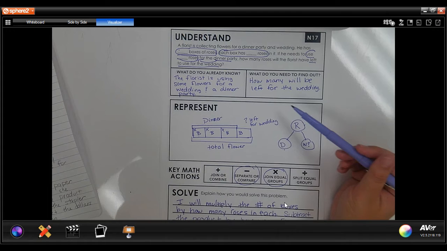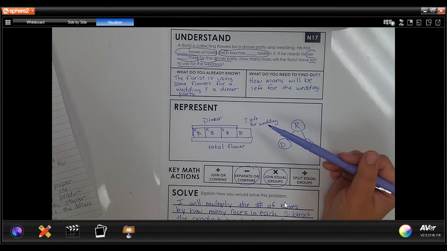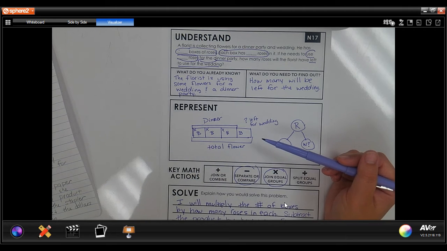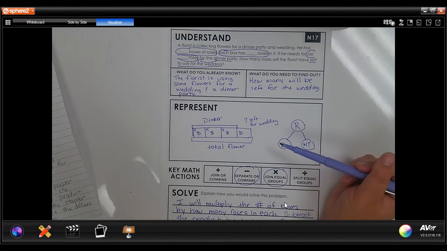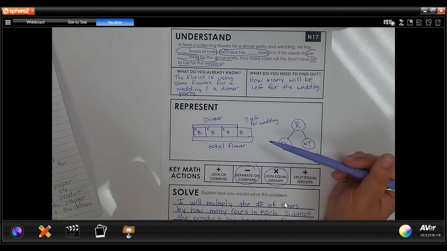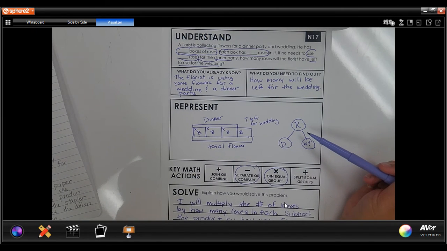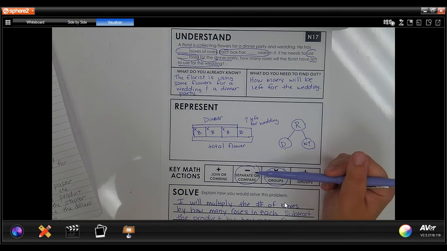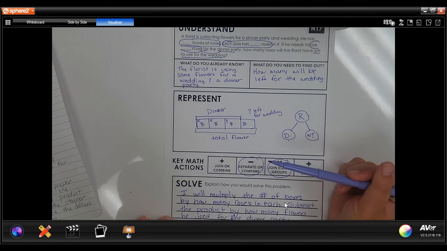For my representation, I would draw a picture. I would draw it however I see fit. So your picture does not have to look the same as mine. You'll see a lot of tape diagrams on iReady and different strategies. So this is just a strategy that I would like you guys to see and be familiar with, but that's not the picture that you have to draw. I also very much like number bonds as well, because that shows us that we're going to be either adding or subtracting, and if we need to add or subtract to be able to find the total.